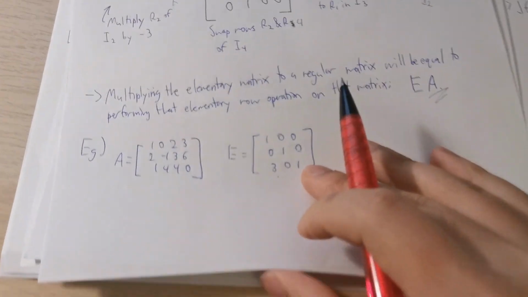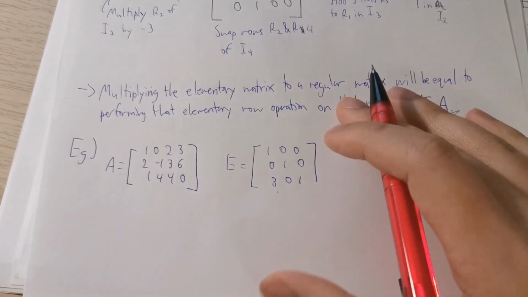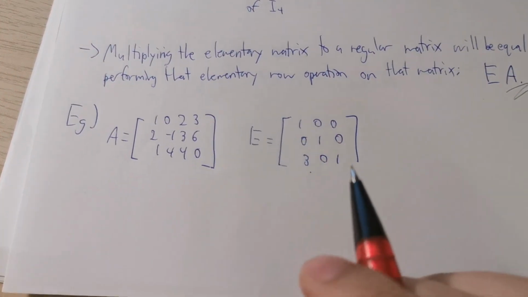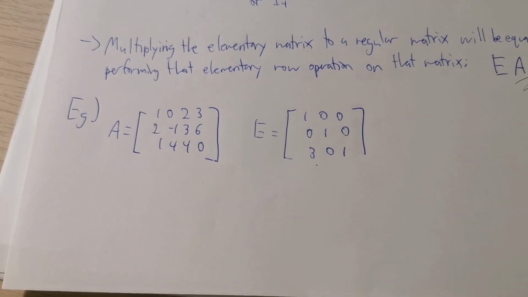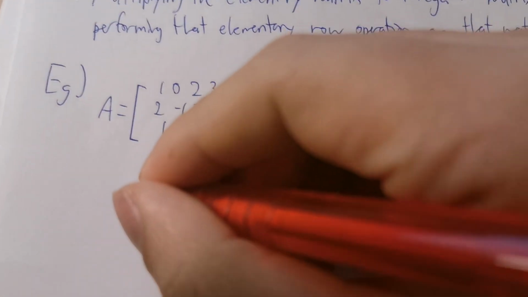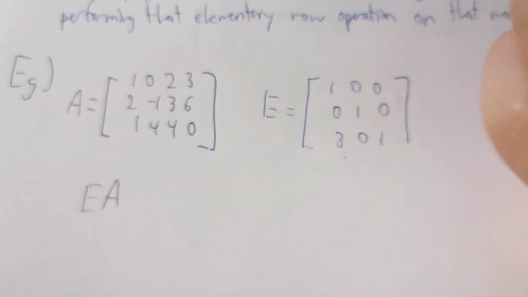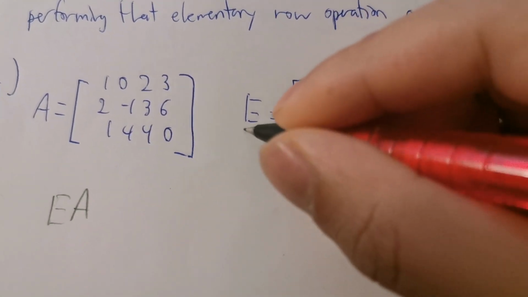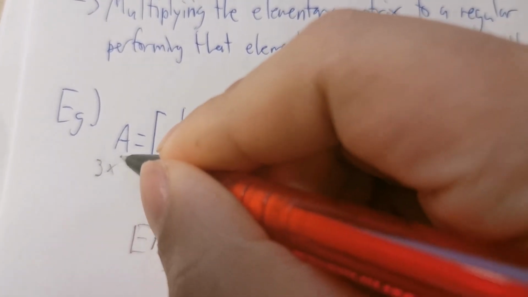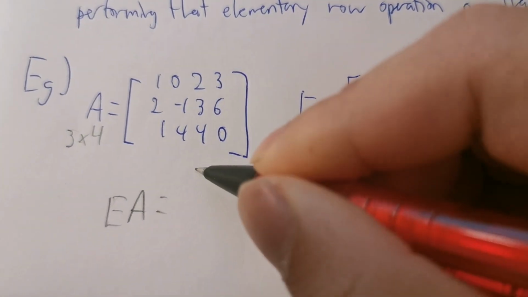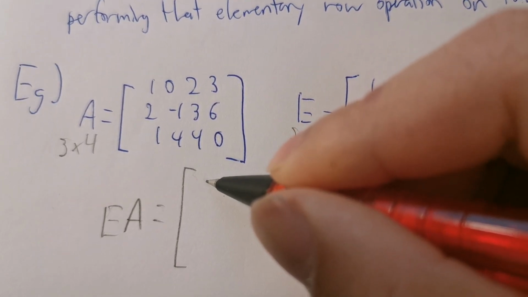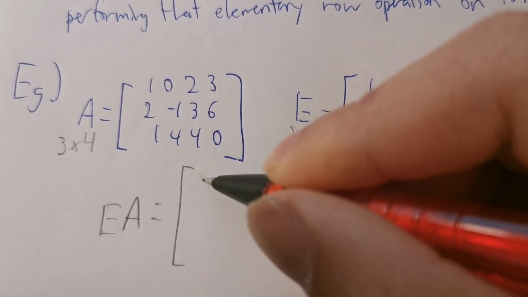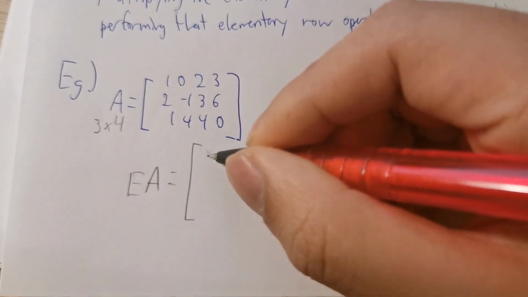So lucky us, we have a way to test this out. And so we can combine these together, all right? So if we do EA, this is 3 by 3. This has 3 rows and 4 columns.